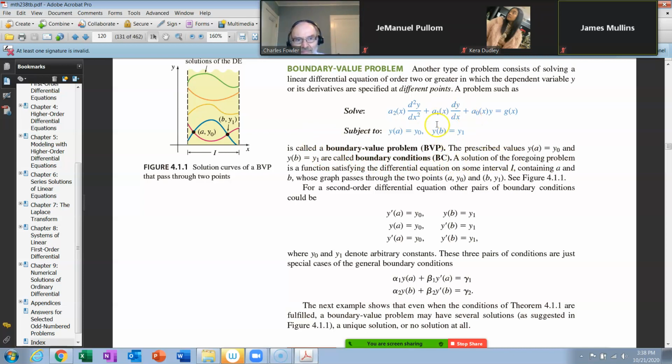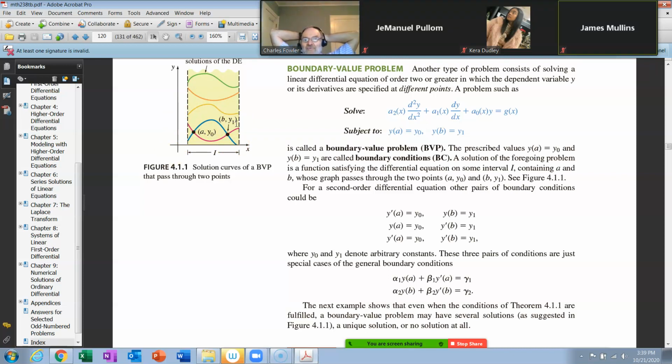A solution to that problem is a function satisfying the differential equation on some interval that contains both a and b and whose graph passes through both of those points. When x equals a, y is equal to y0. When x equals b, y is equal to y1. However, for a second order differential equation, other pairs of boundary conditions, well, wait, okay, here's the figure here. These could all be solutions for that differential equation, but the boundary values say at x equals a, y's got to be y1, at x equals b, y's got to be y2. So let's just say those are it. Well, this curve and that curve fit the bill, and those are different solutions.